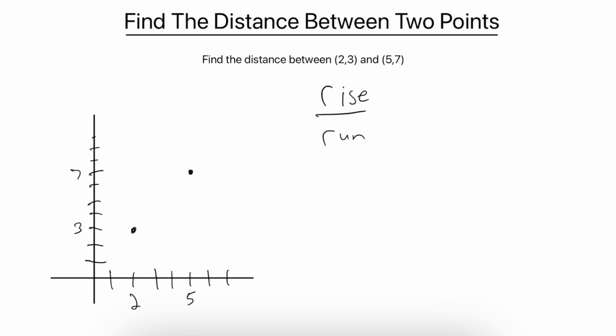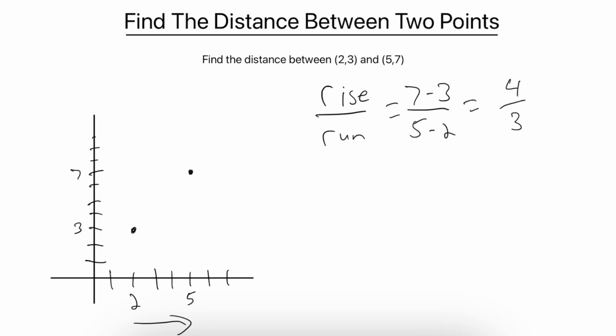So the amount we rise between the 2 points is the difference between our y values. So we have 7 minus 3 over, and our run is how far laterally we go. So the difference between our x values. So we have 5 minus 2. So we have 4 over 3 for our rise over our run.